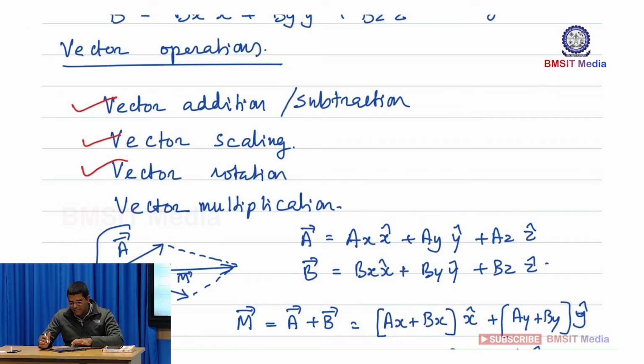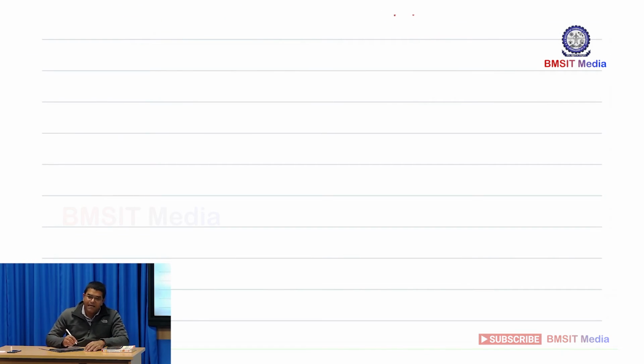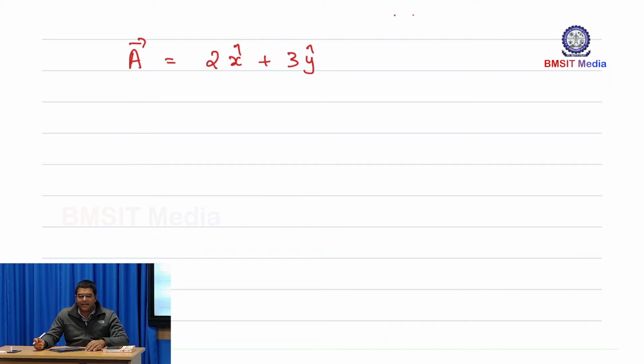The rotation of a vector can be done by multiplying the vector with a matrix. Suppose you take one vector A, and let me take a two-dimensional vector so that it is easy for us. Let vector A be 2x cap plus 3y cap. You can draw this vector in the rectangular coordinate system by keeping this as your x-axis and this as your y-axis.